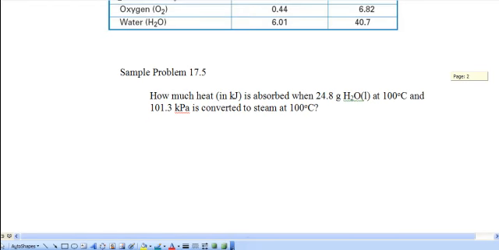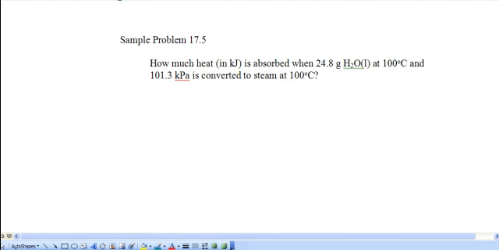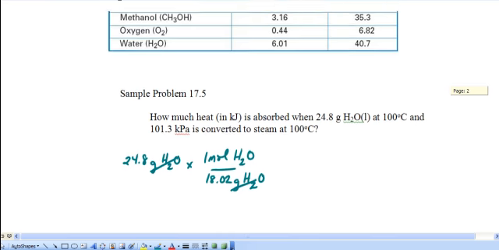So let's go ahead and try this. How much heat in kilojoules is absorbed when 24.8 grams of water at 100 degrees Celsius and 101.3 kilopascals is converted to steam? So if you have your 24.8 grams of water, of course, change it into moles. Everything is done in moles. So 1 mole of water has a mass of 18.02 grams. The grams of water divide out. We're left with moles.